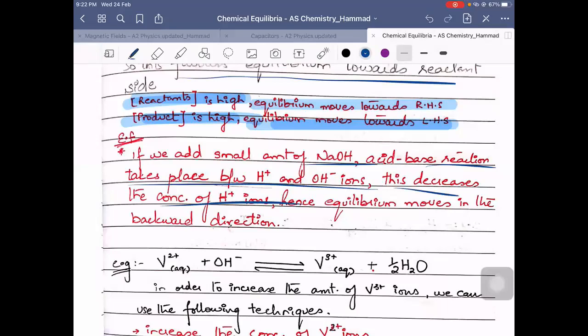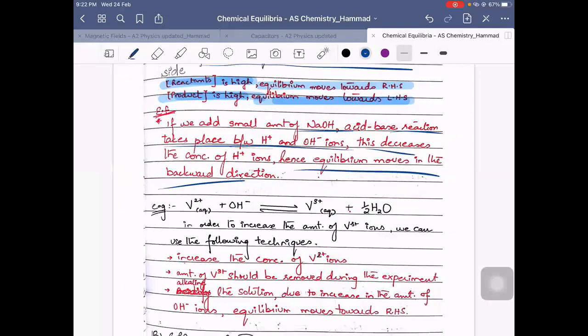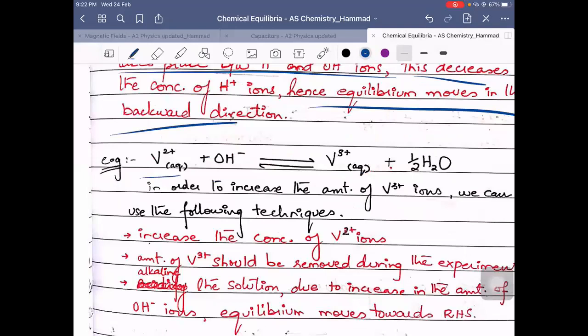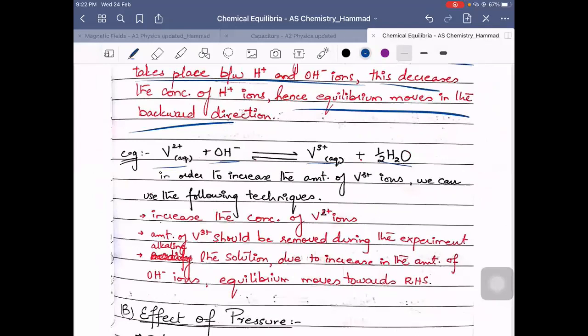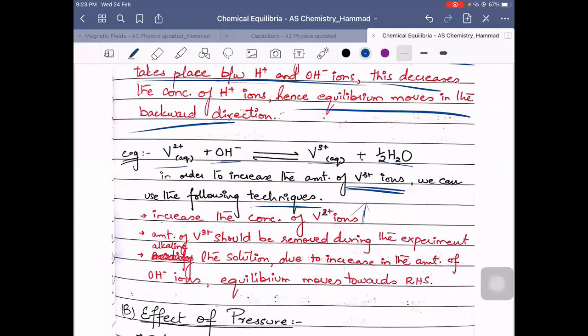Let's say I have Fe2+ and OH- reacting to form Fe3+ and H2O. In order to increase the amount of Fe3+, we can use the following techniques: increase the concentration of Fe2+, the amount of Fe3+ could be removed, or you could add the alkaline solution. Equilibrium moves towards the right. If there's a solid or a liquid in the equation, you will not consider it.